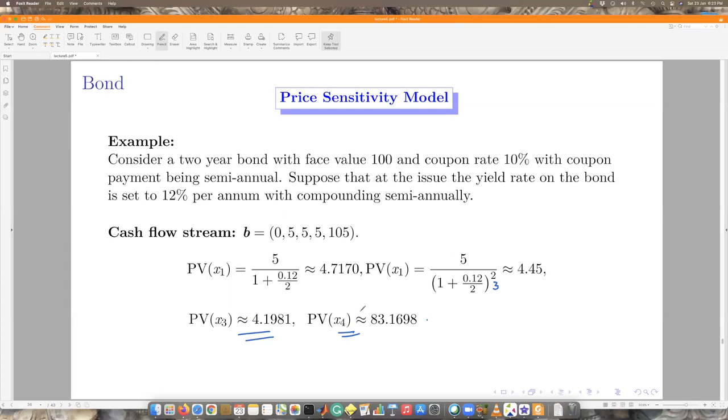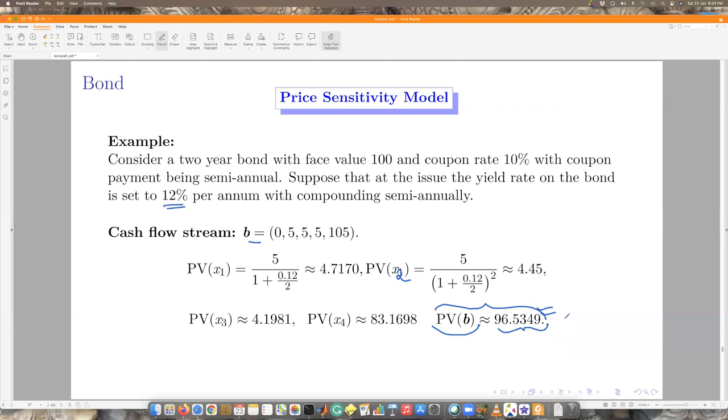And PV of X4, what is this one? This is 105. Remember, don't put 5 because here it is coupon, that is C by M, plus PN. PN is the face value, that is 100, divided by 1 plus 0.12 divided by 2 to the power of 4, because you are discounting 4 times. And that gives you this. So now we got all the PVs of single cash flows. Now the present value of the entire cash flow stream B is nothing but the sum of all these terms. If you recall the theory of bond, this will be the issue price if the issuer fixes 12% as annual yield.